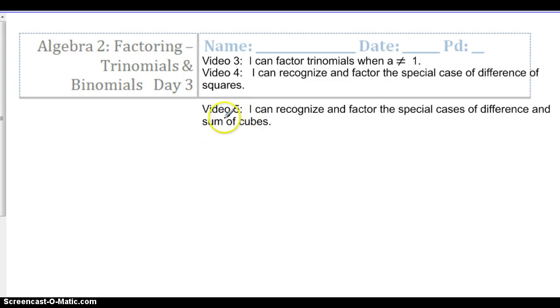Hi Algebra 2, this is video 5. The learning target is I can recognize and factor the special cases of difference and sum of cubes.